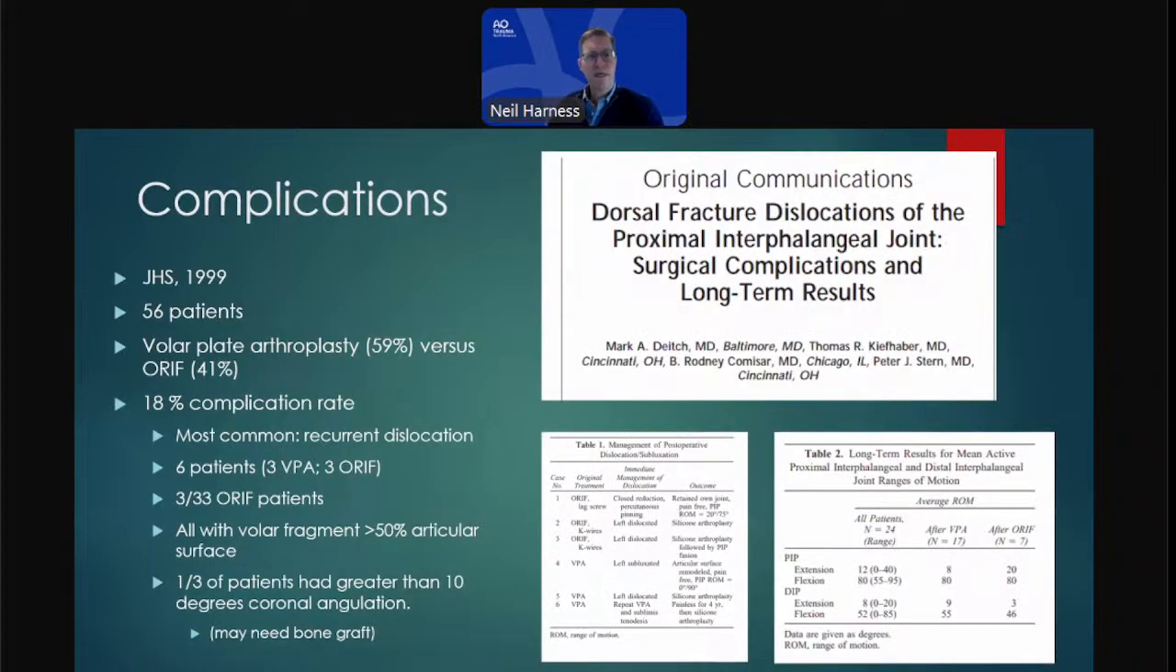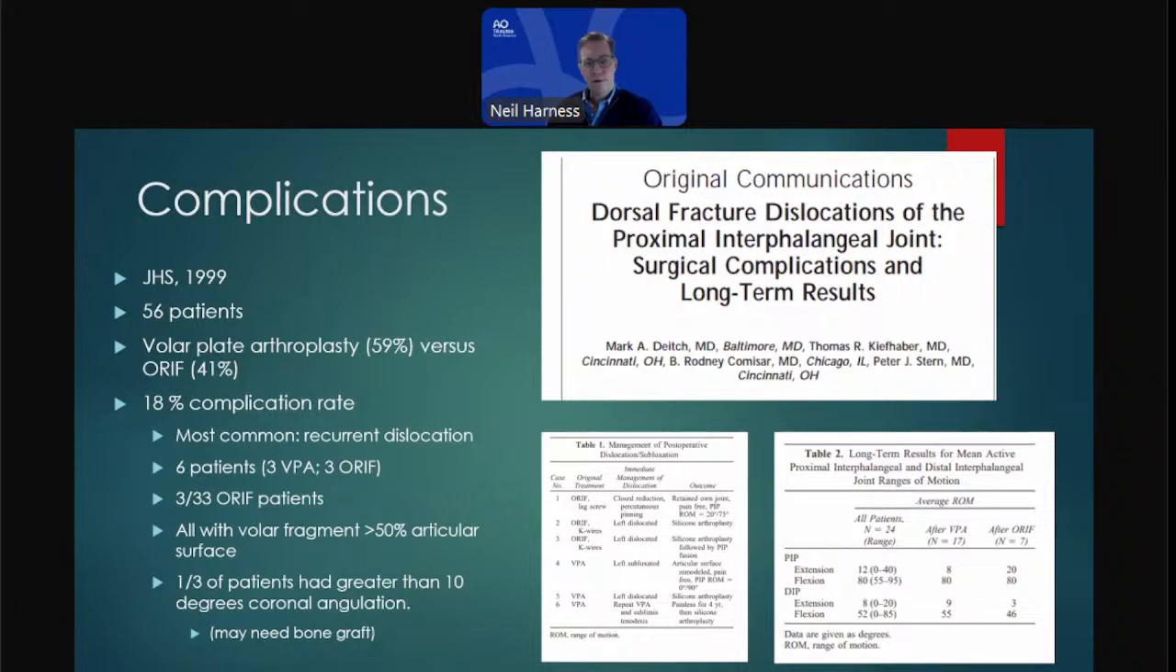So, complications haven't been reported extensively in the literature. This is a paper from 1999 in the Journal of Hand Surgery. It was Dr. Stern's group out of Cincinnati, where they looked at 56 patients where they had done volar plate arthroplasty in about 60% of them and ORIF in about 40. They had an 18% complication rate, with the most common one being recurrent dislocation.